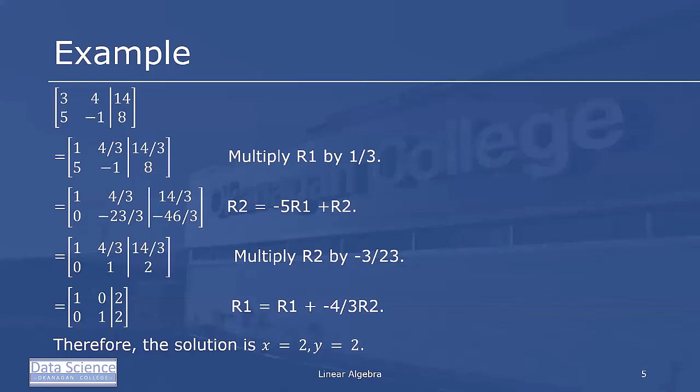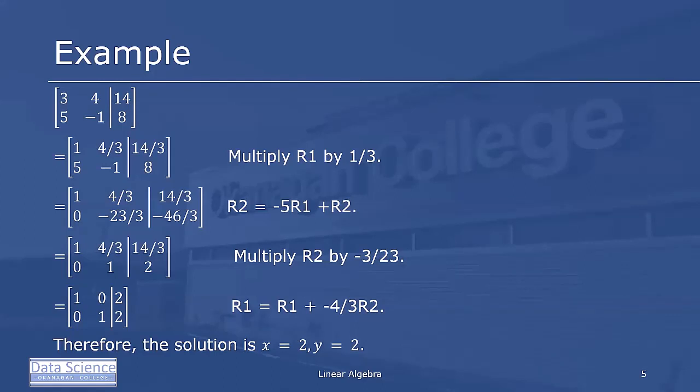Next, we need to eliminate the 5 in the first column, second row. We do that by taking negative 5 times row 1 and adding that to row 2. So negative 5 times 1 is negative 5, plus 5 is 0. 4 thirds times negative 5 is negative 20 thirds, minus 1 is negative 23 thirds. 14 thirds times negative 5 is negative 70 thirds, plus 8 is negative 46 over 3. So our last row becomes 0, negative 23 over 3, negative 46 over 3.